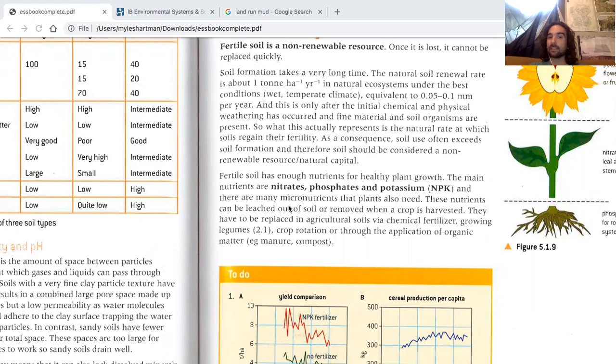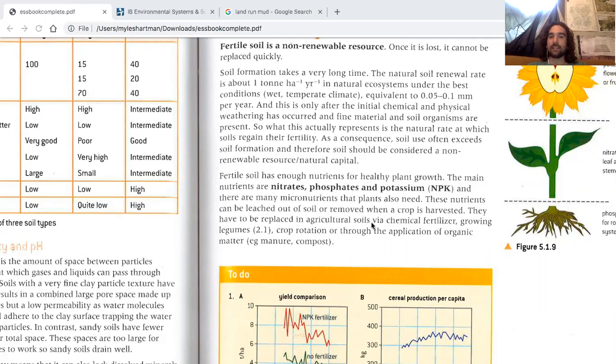These nutrients can be leached from the soil, so we remember what leaching is, and removed when a crop is harvested. So if we use the soil to grow a crop, as soon as we remove that plant for our use, we've taken that resource out of that system, out of that ecosystem of soil. So once we take it out, that soil has lost all of those nutrients. They have to be replaced in agricultural soils via chemical fertilizers. This is usually why big industrial farms have to use fertilizer, because they've taken all of that out of the soil and there's nothing left for the soil to give.